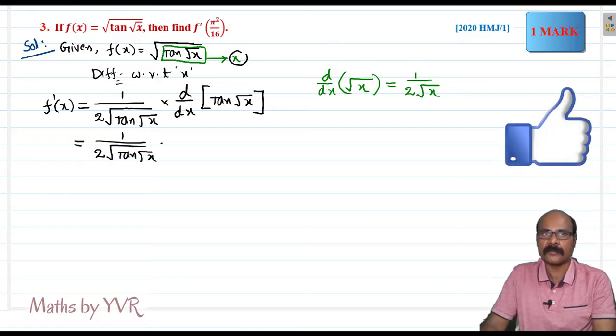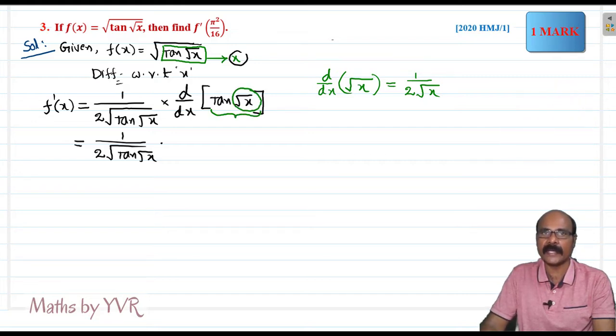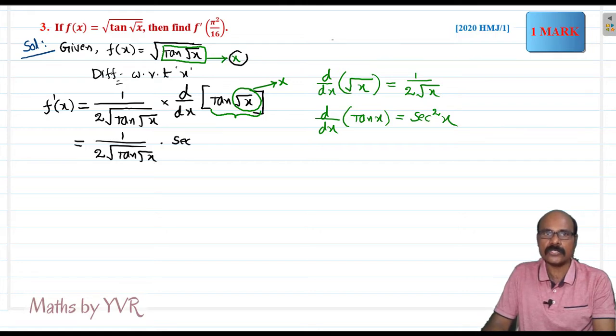If you observe here, this function is in the form of tan x, but instead of x we have root x. If we imagine this root x as x, then this is in the form of tan x. Then what is the derivative of tan x? The derivative of tan x is secant square x. Then what will we get next? Tan x derivative is secant square x, but x is root x here, into the derivative of the function which we considered as x variable. That means into d by dx of root x.